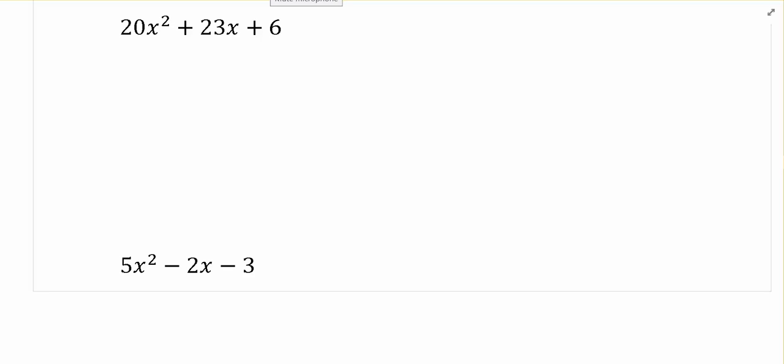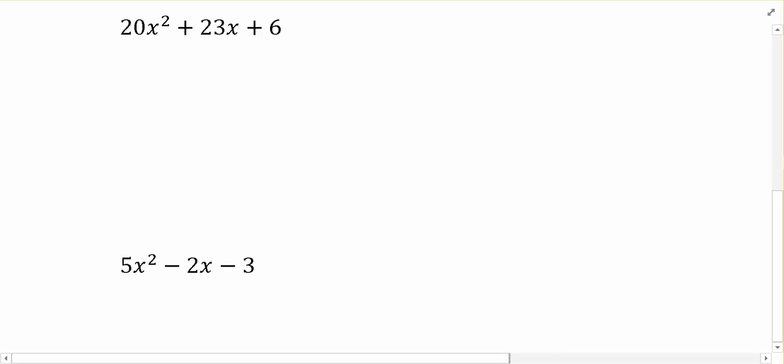So let's go ahead and try this whole guess, check, and revise business. Let's try a guess, check, and revise on this first example of 20x squared plus 23x plus 6. Remember, the educated guess portion is to start off by guessing that the F and the L are correct. So by the F, I want to find things that multiply to be 20x squared. So maybe I'll try 10x and 2x.